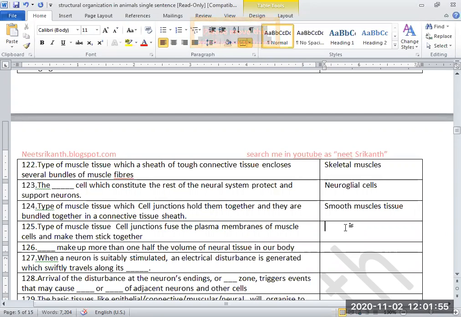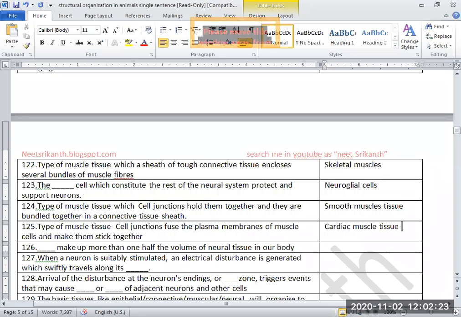Type of muscle tissue in which cell junctions fuse the plasma membranes of the muscle cells and make them stick together. Cardiac muscle. Are you sure? Yes, sir. Cardiac muscle tissue.